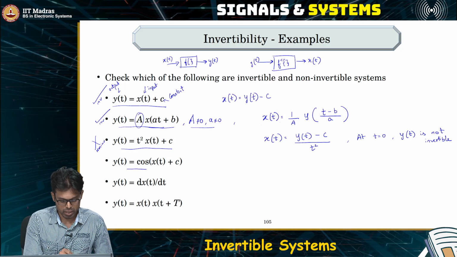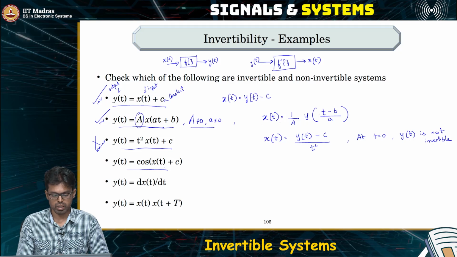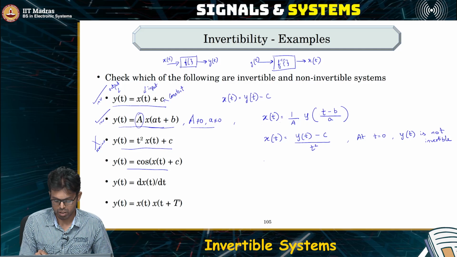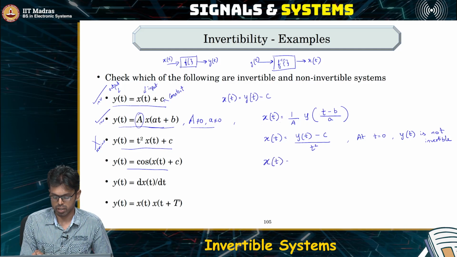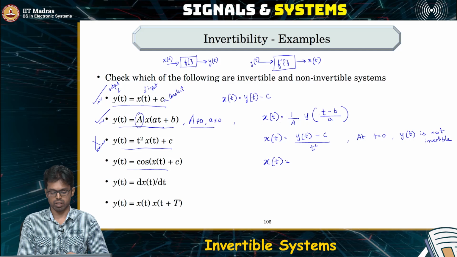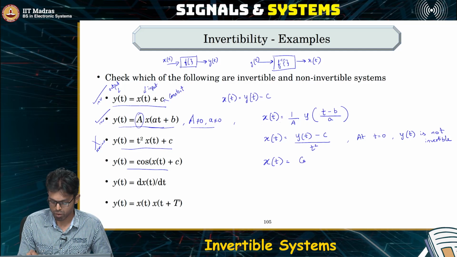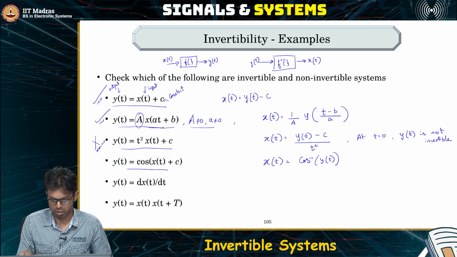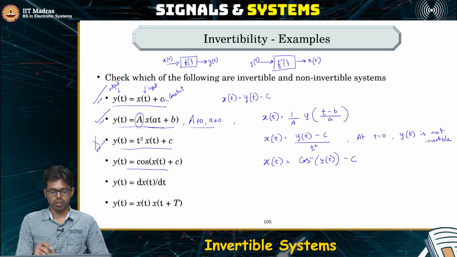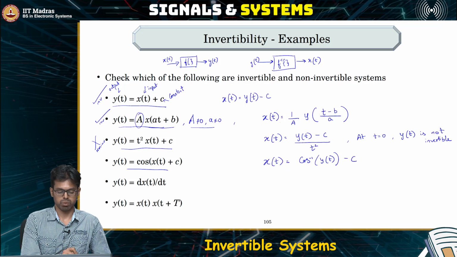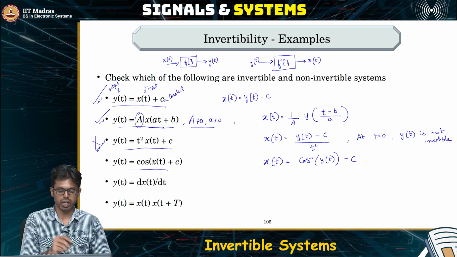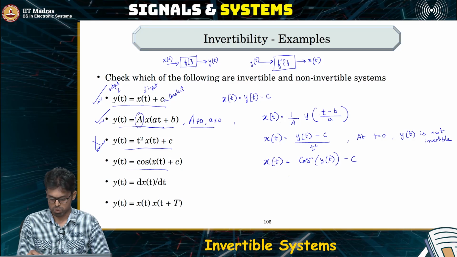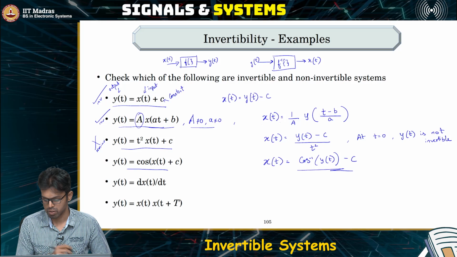Okay, now let's take the next example. The next example is simply cos of the input signal. In other words, can you try and get the fed in signal, the input signal, as cos inverse of y of t minus c? As you can see here, all I'm trying to do is just get back to x of t by just rearranging the equation on this side. So observe this equation here.